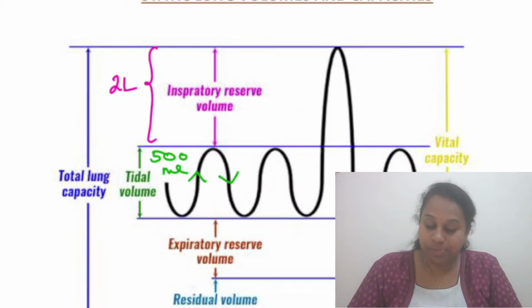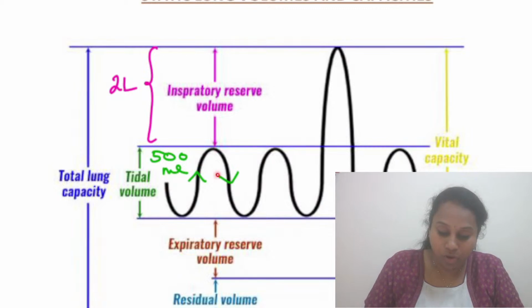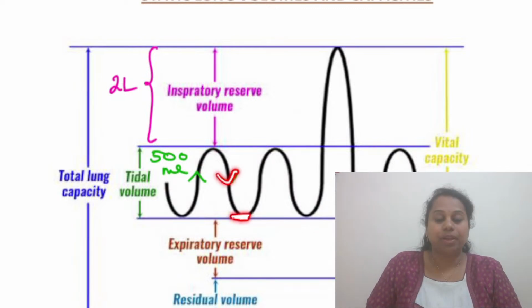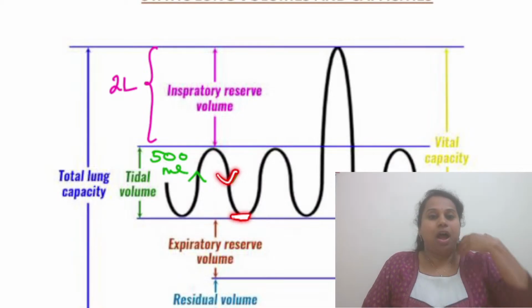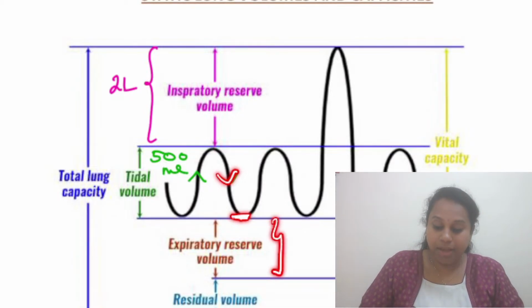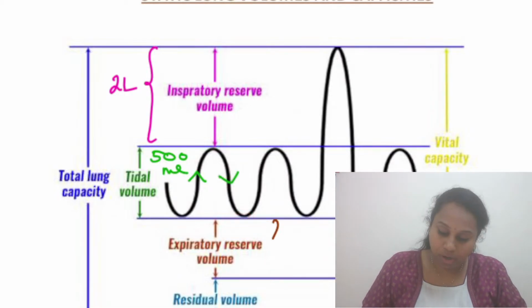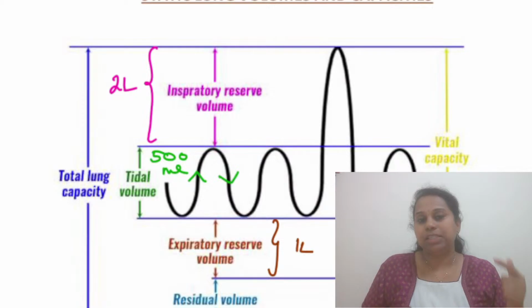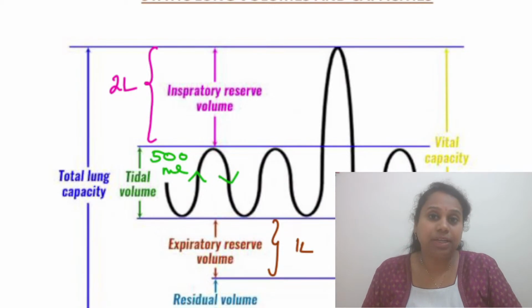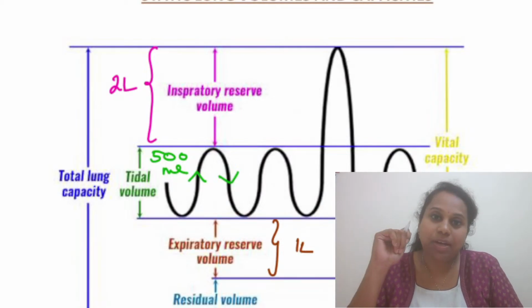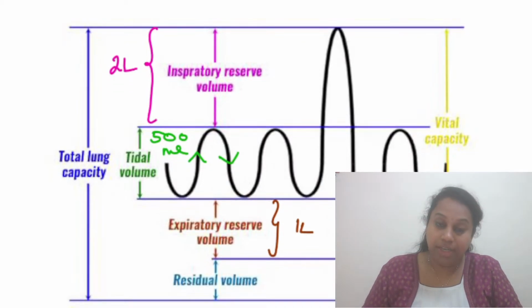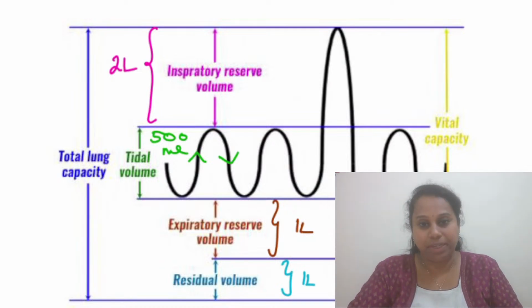Now let's do the expiratory side. At the end of normal tidal volume expiration, now you do a deep expiration. If you send out the air like that, you can send out 1 liter. So expiratory reserve volume is 1 liter. Inspiratory reserve volume was 2 liters, but expiratory reserve volume is only 1 liter. What has happened to the remaining 1 liter? The remaining 1 liter did not come out. It stayed inside the lung itself as a residue. This is called residual volume of 1 liter.